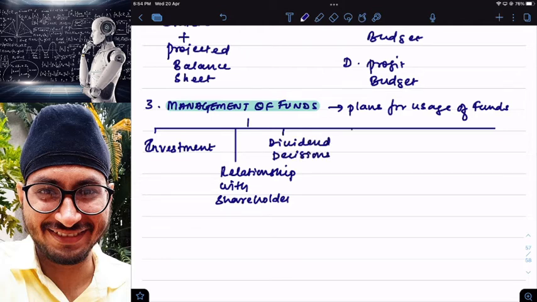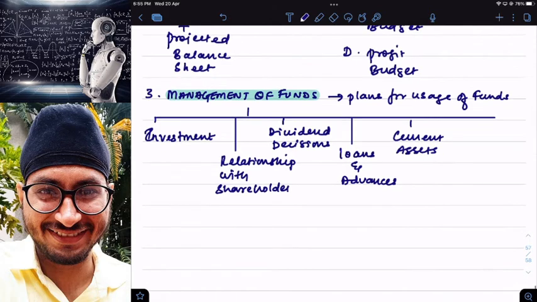Then I can provide loans and advances. I can buy current assets, for example stock. I can buy fixed assets, etc. These are the things I can do once I receive my money.